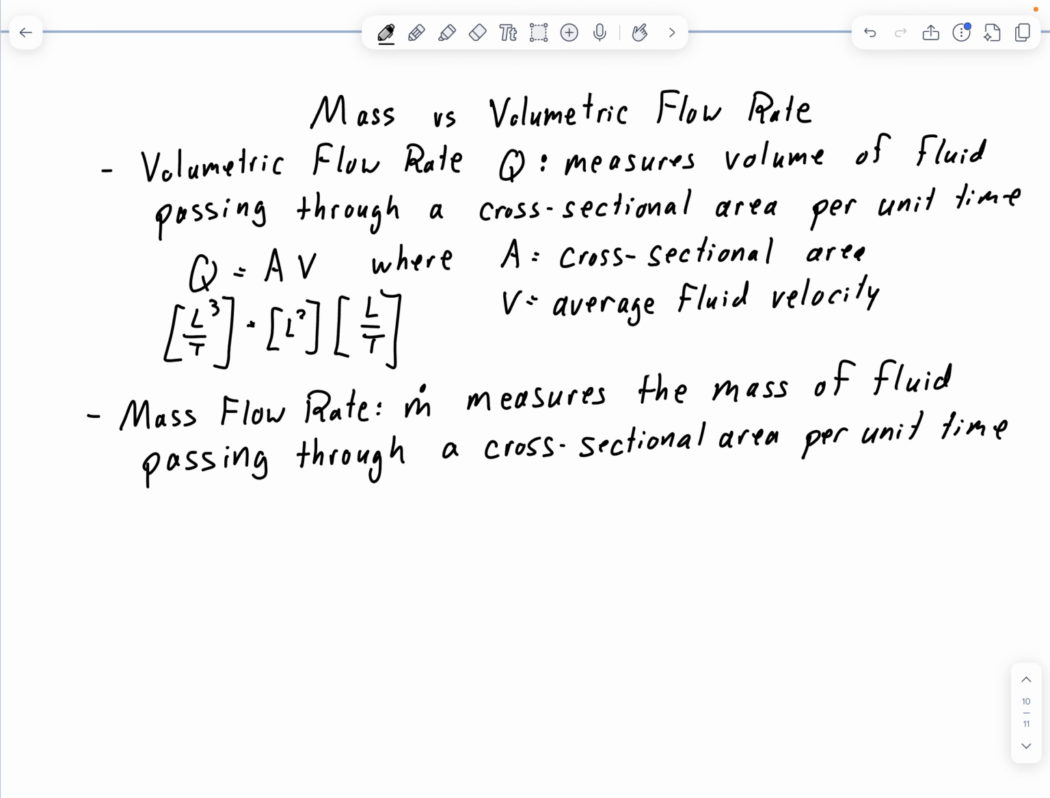And here, the equation for m dot is simply rho, which is the density of the fluid, times A times V. And I'll make a note here that rho is, of course, the fluid density.